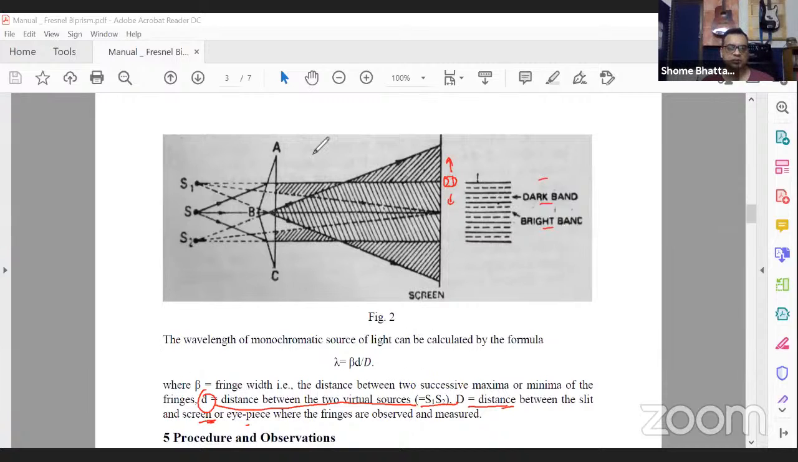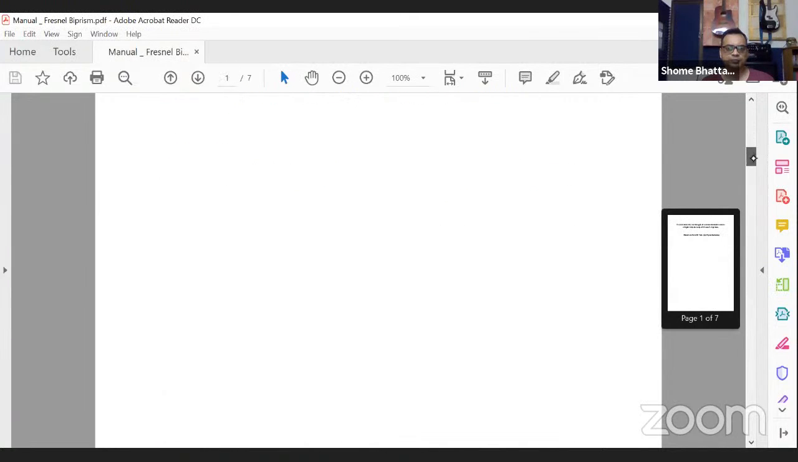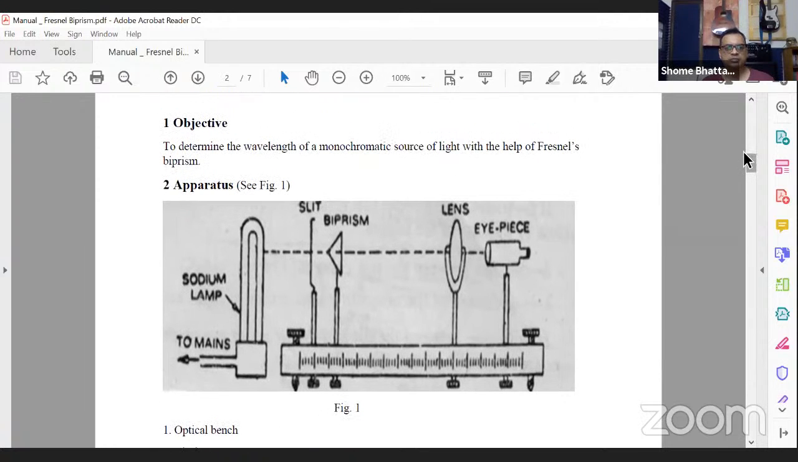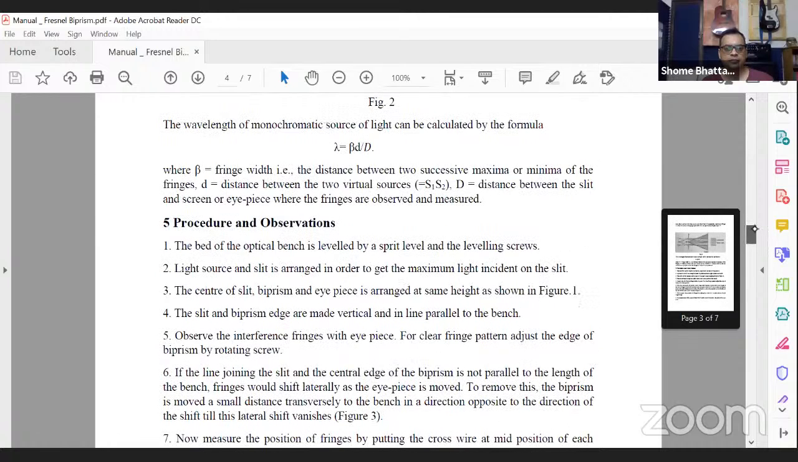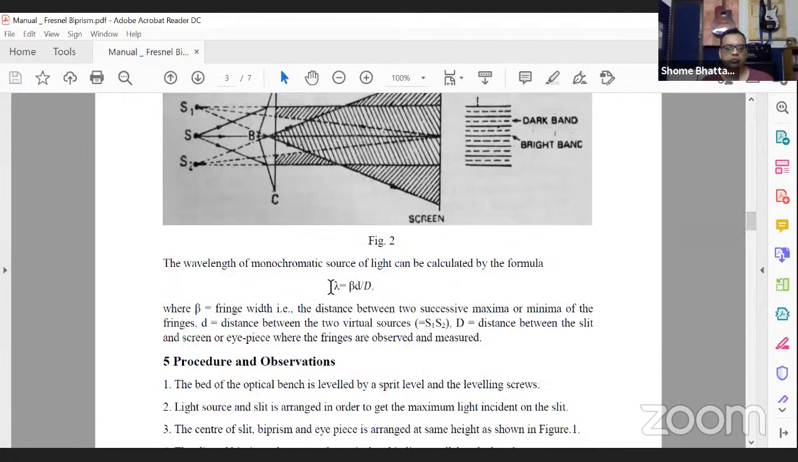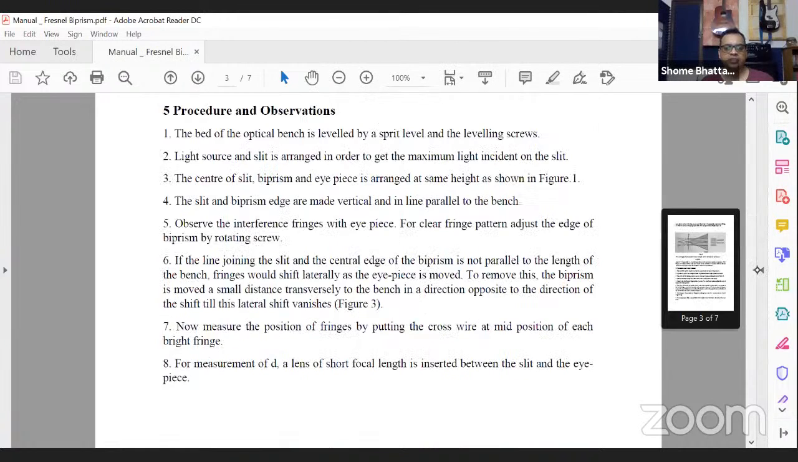So beta is one of the things which is measured. The other thing, small d, is measured separately. This experiment is to actually calculate lambda. The purpose of the experiment, when you do it at the BTech level, is to find out the value of lambda. So the objective of the experiment is to determine the wavelength of the monochromatic source. Everything else has to be measured from the experiment. So coming back to that formula, you have to find the value of lambda from measurement of these things. So how do we measure the fringe width?